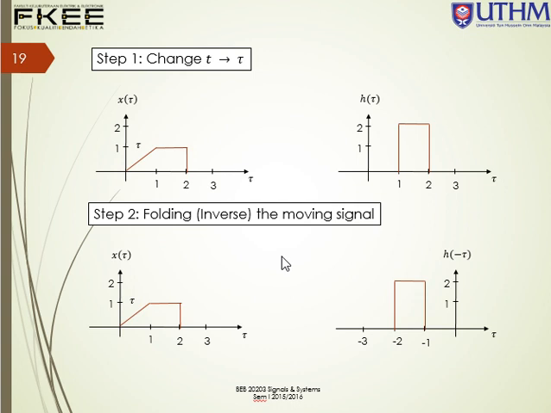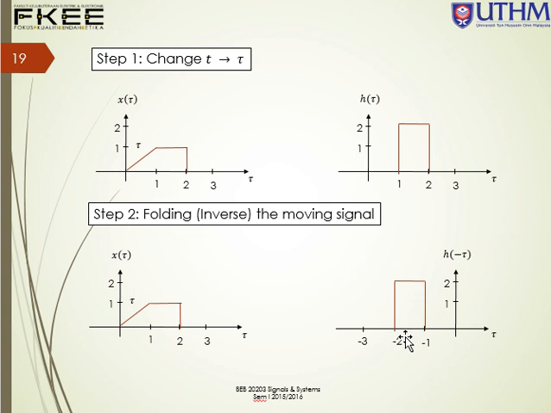Okay, and after that you need to inverse the moving signal, which is h(tau). So we need to inverse h(tau), and when we inverse this, we will get this graph. You inverse it like you fold this signal based on the y-axis, so we will get this graph. You do not need to do anything with the static signal, because now we are just focusing on the moving signal.